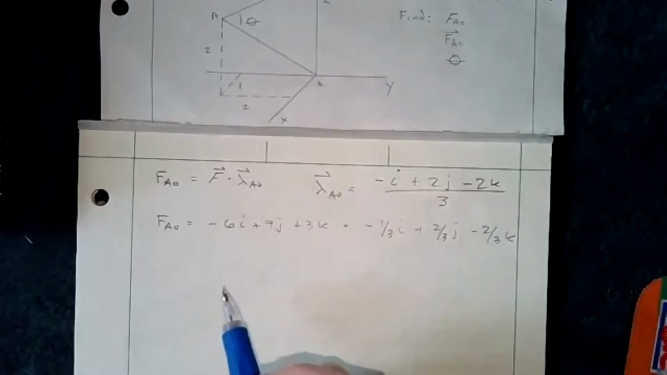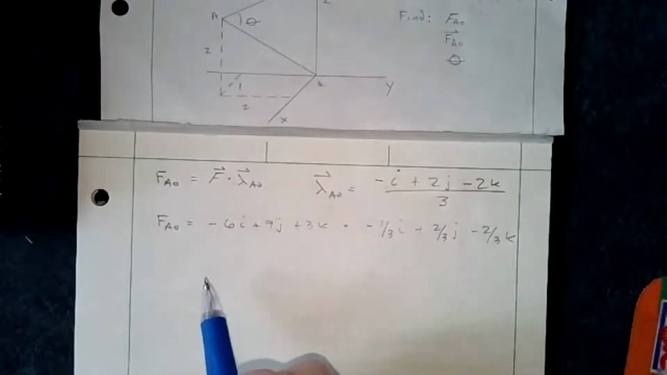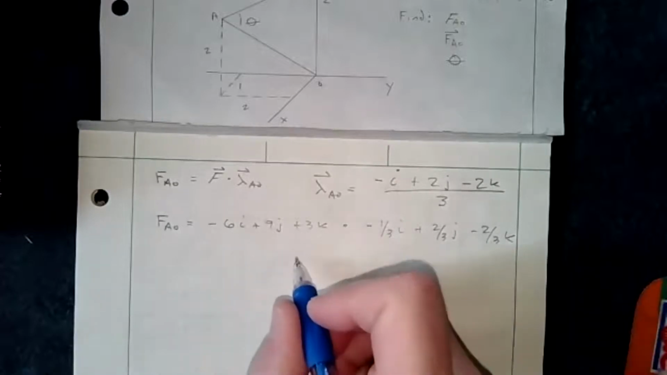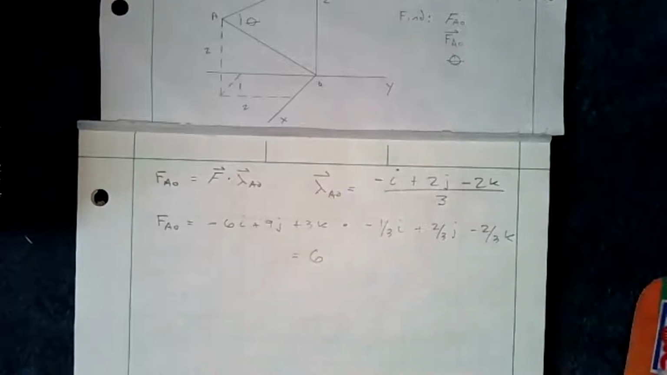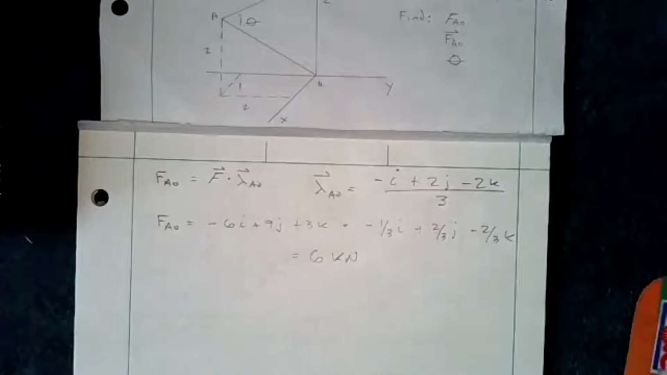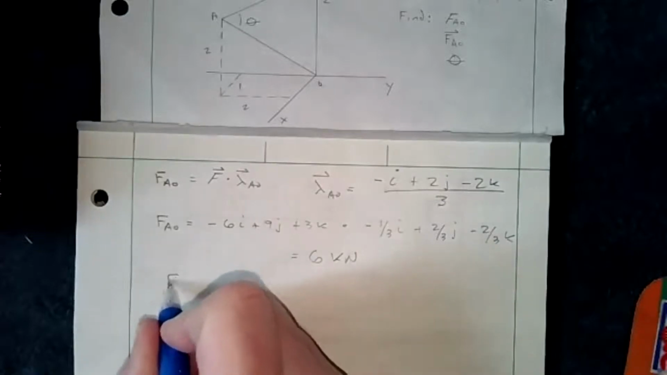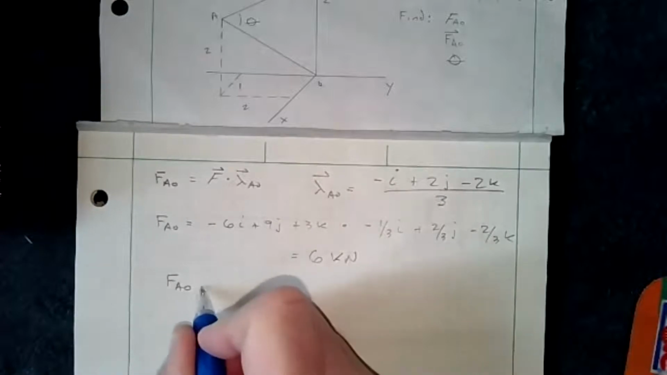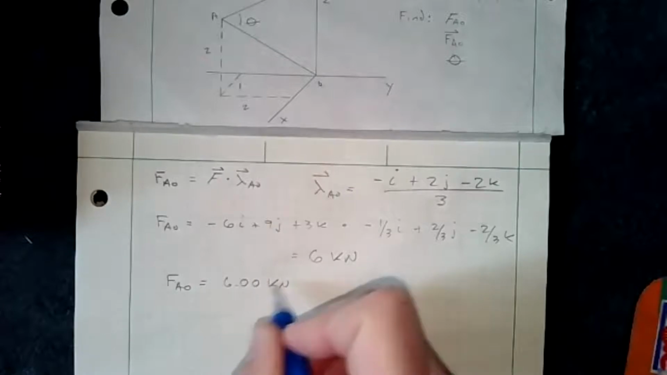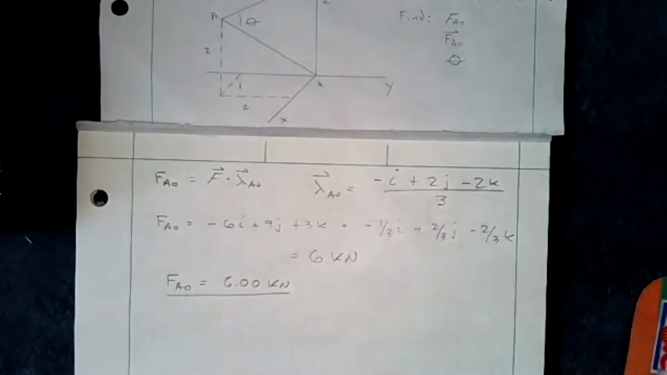So there's that. If I go ahead and multiply that through, multiplying the i's, j's, and k's, I end up with 6. So 6 kilonewtons. That's my magnitude. You can check that. So we know now that our FAO is equal to 6.00 kilonewtons. So that's that answer. That's the first part.